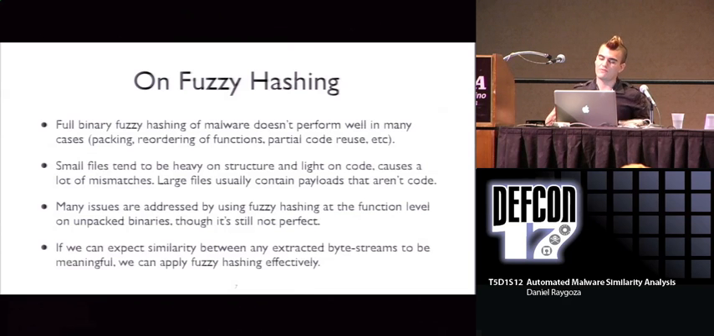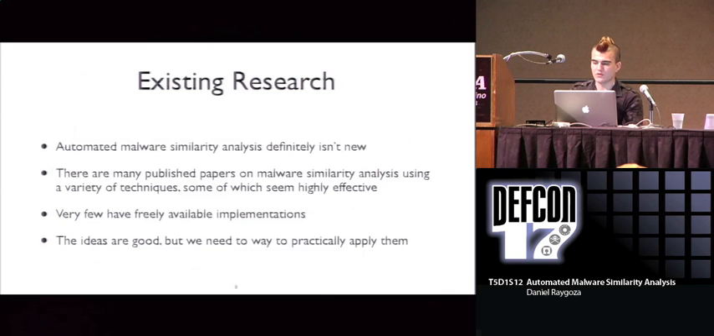The same is true for large files. For large files, you end up with embedded payloads, whether it be a decoy document or a second stage or something like that. And again, you don't really care about that as much because you're looking for similarity in the code. Some of those issues are addressed by using fuzzy hashing at the function level. Automated malware similarity is not new, I think. There are definitely commercial products and for certain some private products that are available for this same purpose.